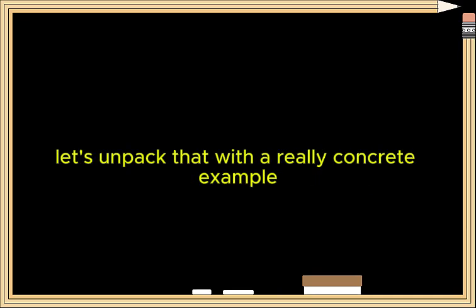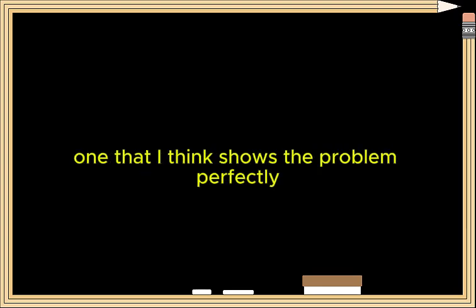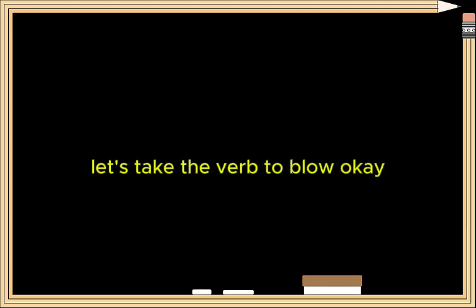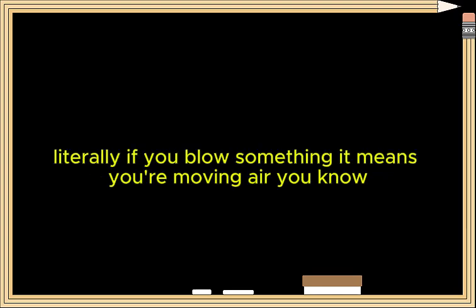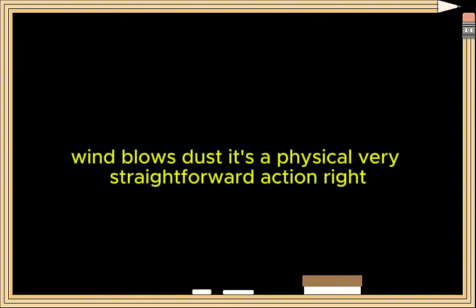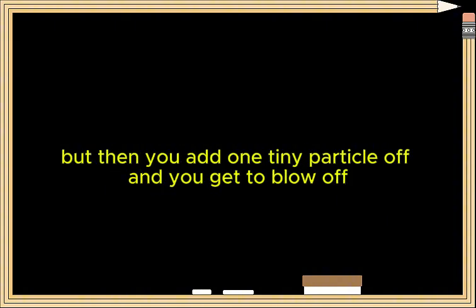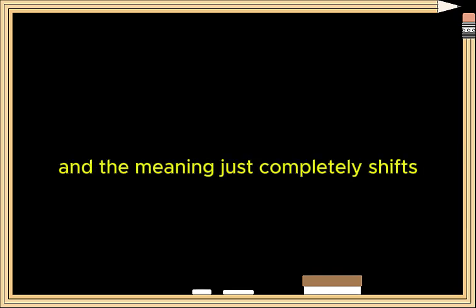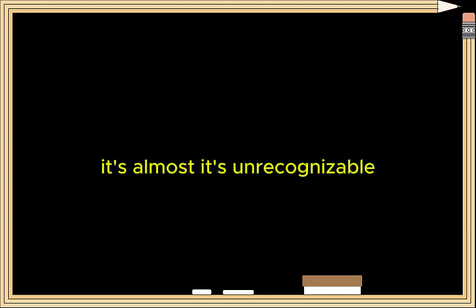All right, let's unpack that with a really concrete example, one that I think shows the problem perfectly. Let's take the verb to blow. Literally, if you blow something, it means you're moving air. Wind blows dust. It's a physical, very straightforward action. Right. But then you add one tiny particle, off, and you get to blow off, and the meaning just completely shifts. It's unrecognizable.